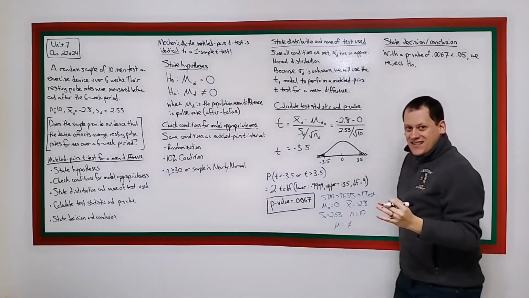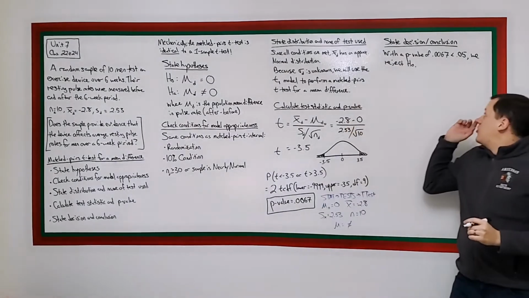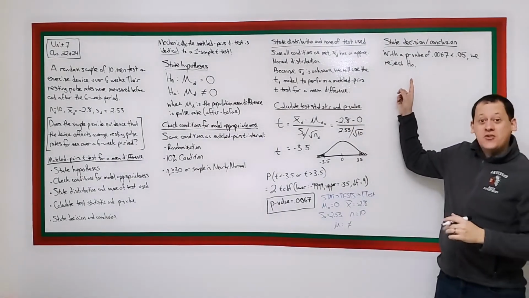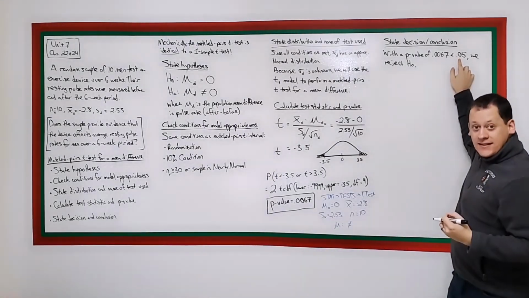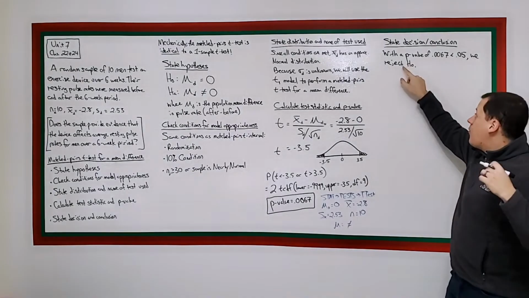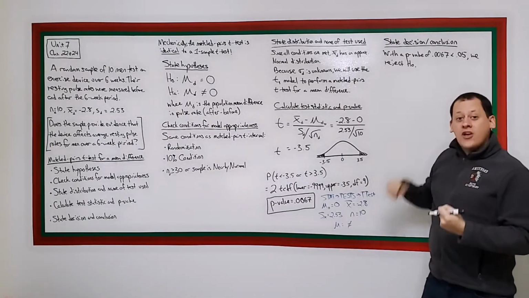I cannot state enough how important it is at the end of your test to write this: to explicitly compare your p-value to alpha and say what you're doing with the null hypothesis. This is critical. It's so important.